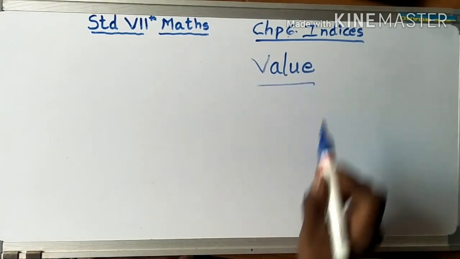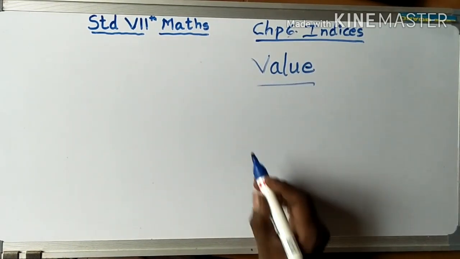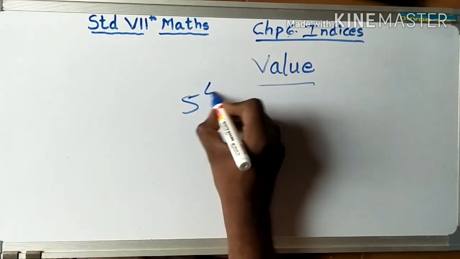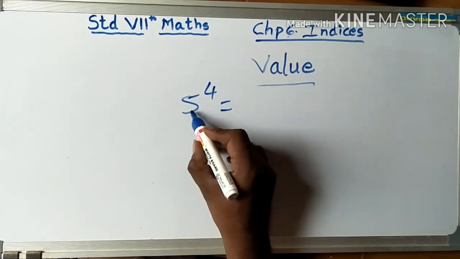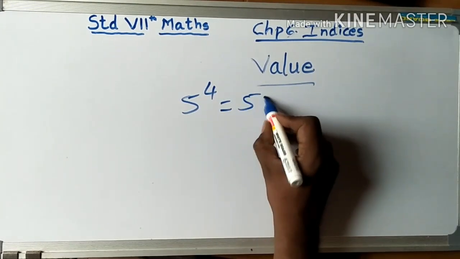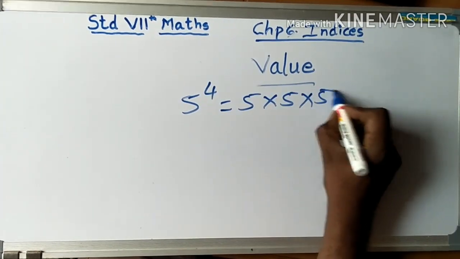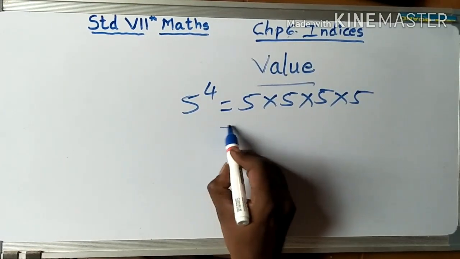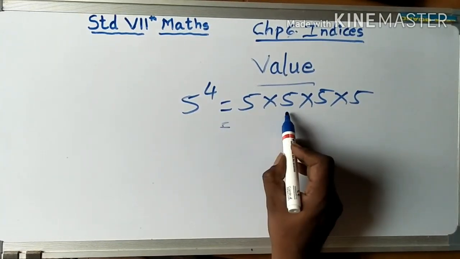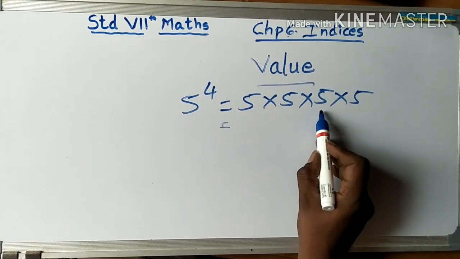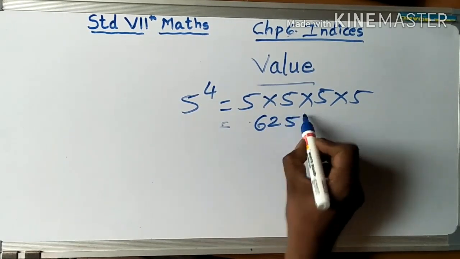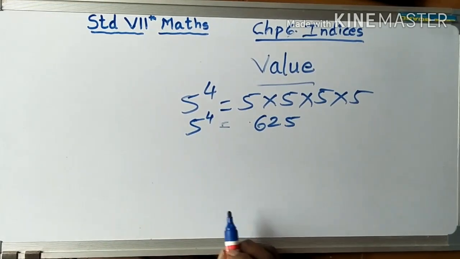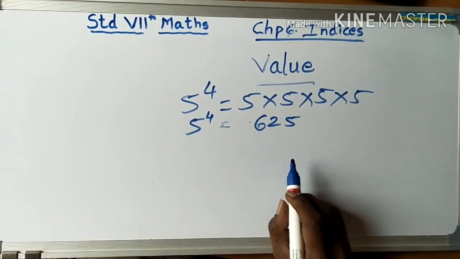Now let's find the value. Let's say 5 raised to 4. We want to find the value for 5 raised to 4. So write this 5 four times: 1, 2, 3, 4. Now multiply this. 5 5s are 25. 25 into 5 is 125. 125 into 5 is 625. That means the value for 5 raised to 4 is 625.